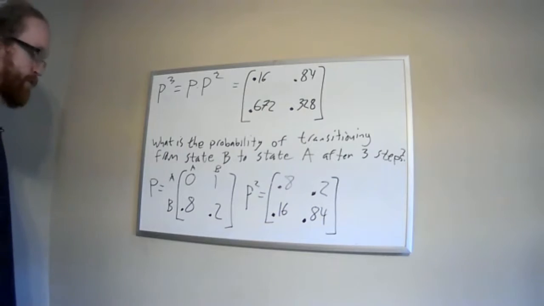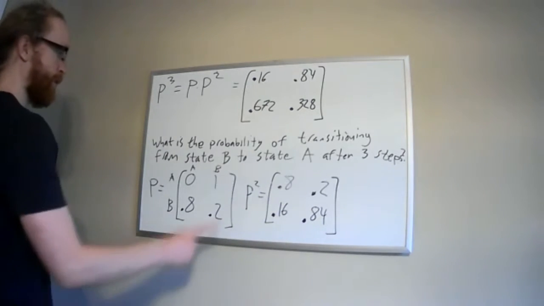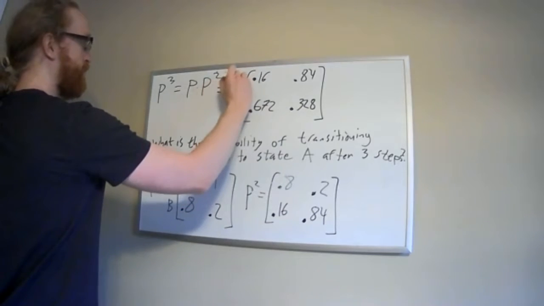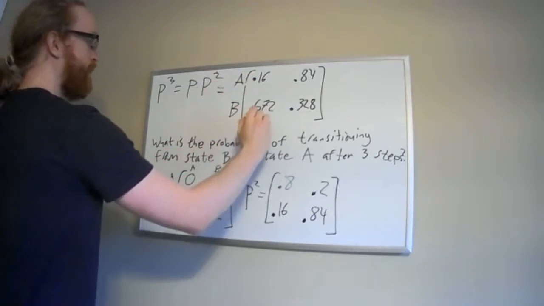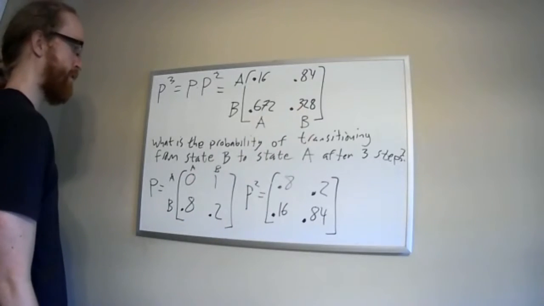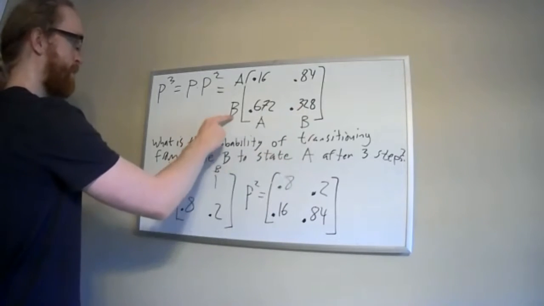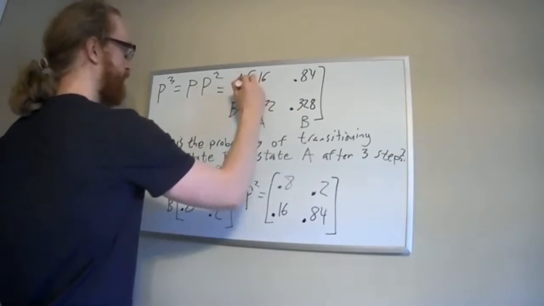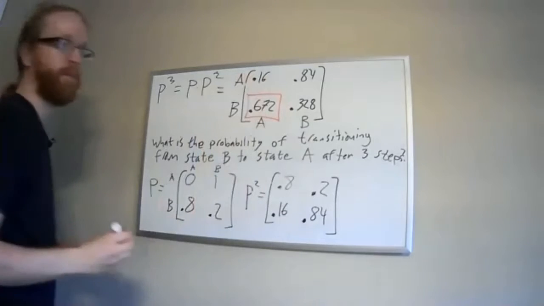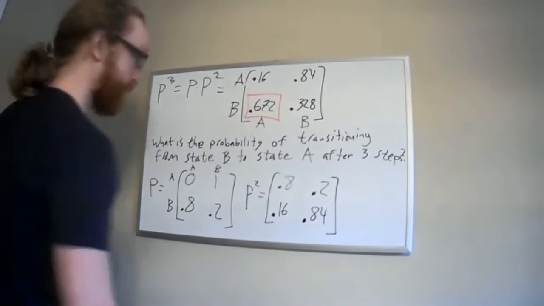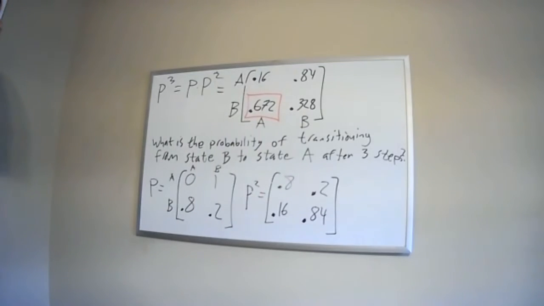Now I'm asking which entry represents transitioning from B to A. I'm being consistent with my labels, so the first row is A, second row is B, first column is A, second column is B. Since I've been consistent, B to A is the second row, first column. So it's 0.672. That is my answer. The probability of going from B to A after 3 steps is 0.672.